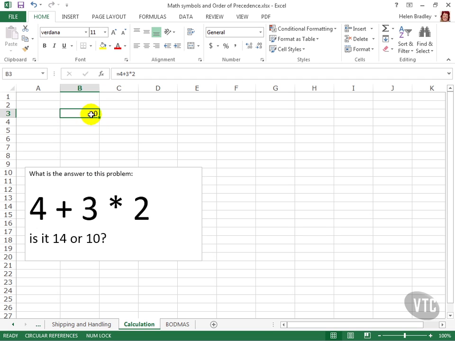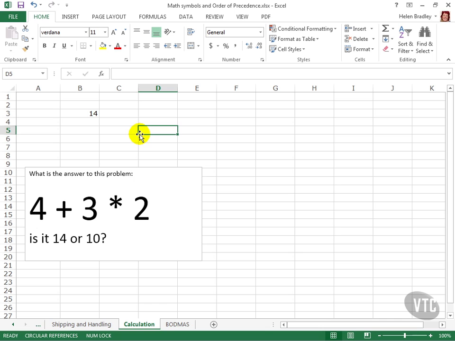If we wanted this particular calculation to give the result 14, then we would need to force Excel to do the addition before it did the multiplication, and we can do that by putting it in brackets, because brackets have to be done before anything else. And you can see that when I add the brackets to this formula, we're forcing the answer to be 14. We're telling Excel it has to do the thing in the brackets first, add 4 and 3 to make 7, and then it can do the multiplication. The answer is 14.